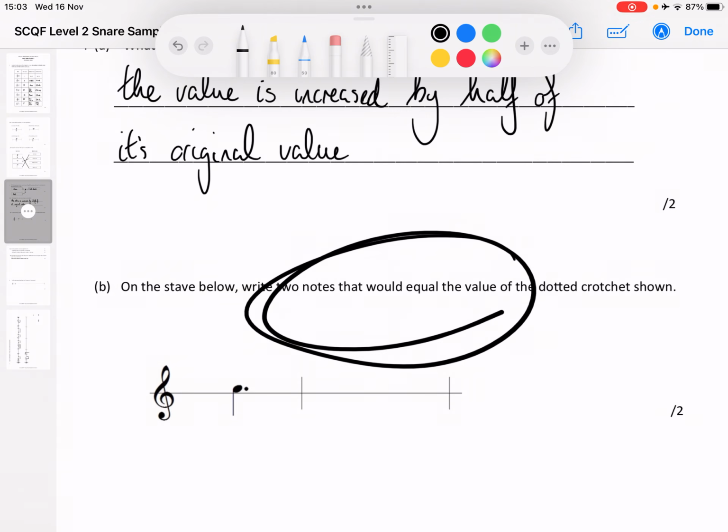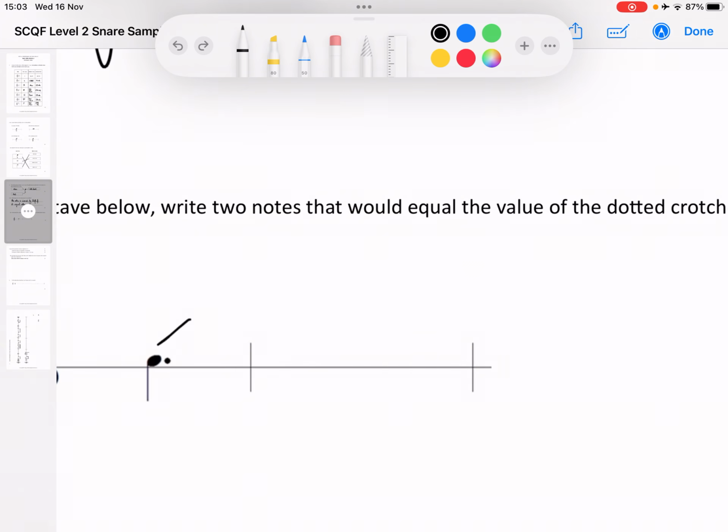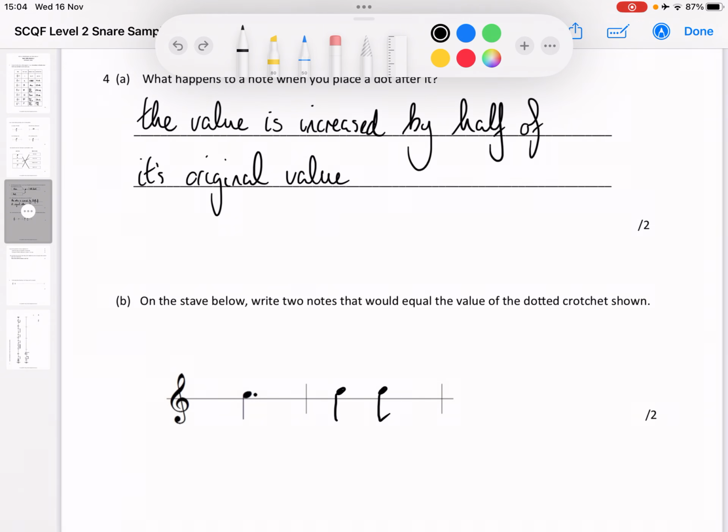Oh, I didn't even think to read this question, because what I've just done kind of says it here. Two notes that would be equal value to the dotted crotchet shown. So straight away, we're going to take that crotchet and write it in here as neat as we can. Then we write the value of the dot in here. If you can't remember, the value of the dot was a quaver, just as we did up there when I was explaining it. So we're fairly churning through this.